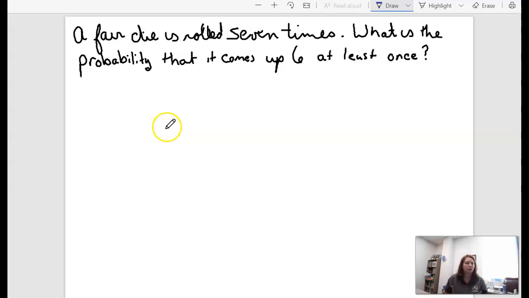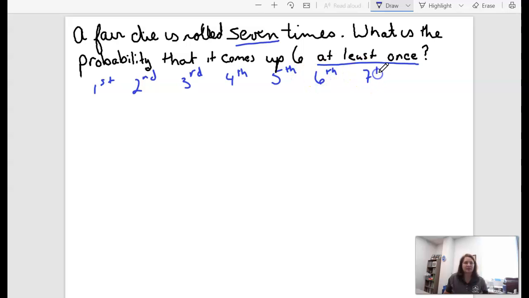I'd like to look at what happens when we're talking about an "at least once." So in this case, we're rolling a die 7 times. So we've got the first option, or the second time, the third time, the fourth, the fifth, the sixth, and the seventh. And I want to first start by looking at this table. And I cannot draw straight lines, so I apologize.